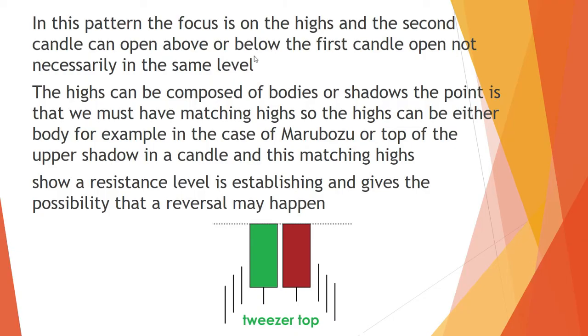The highs can be composed of bodies or shadows. The point is that we must have matching highs, so the highs can be either body, for example in the case of Marubozu, like we saw the Marubozu in the first episode, or the top of the upper shadow in a candle. So it can be a Marubozu or a candle with matching highs. This matching high shows a resistance level that is establishing and gives the possibility that a reversal may happen. So when this happens, it shows a possibility of a reversal.